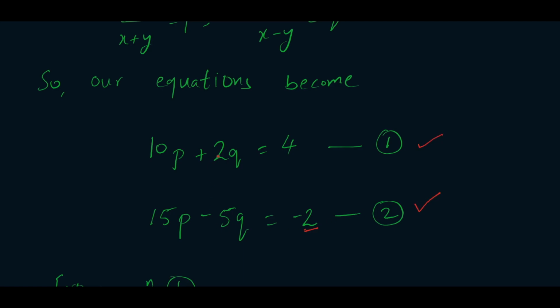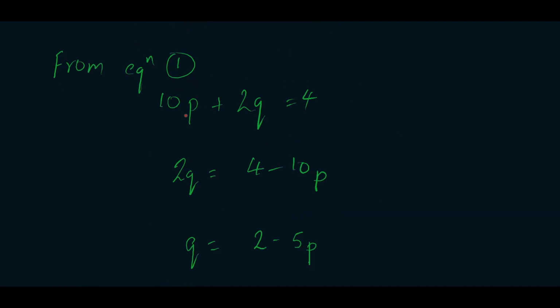Now we need to solve for p and q. So from equation 1 we have 10p plus 2q equals to 4. So let us take 10p on the right hand side. So it becomes 4 minus 10p. Hence our equation becomes q equals to 2 minus 5p as we divided by 2.